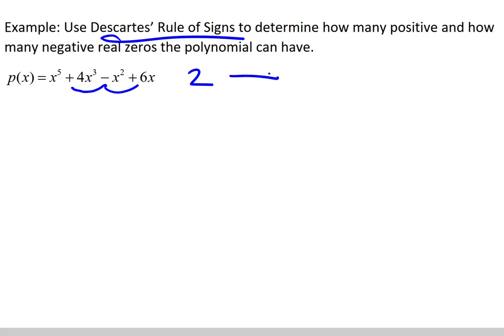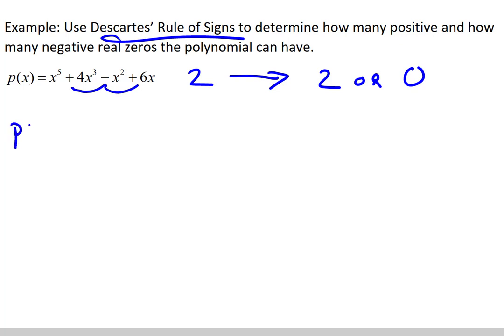If we follow Descartes' rule, that means there could be two, or that number minus a positive even integer. Subtracting 2 from 2 would give us 0, but we can't go any lower than that to get a whole number amount here. Remember, whole numbers are like the positive integers.